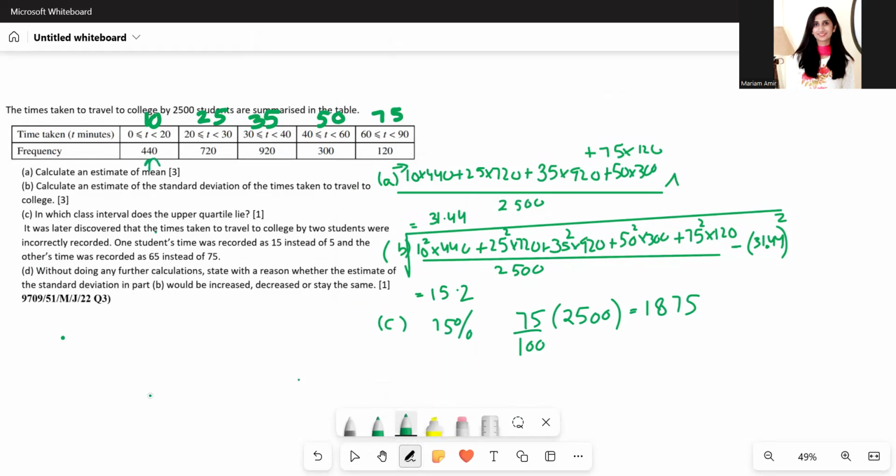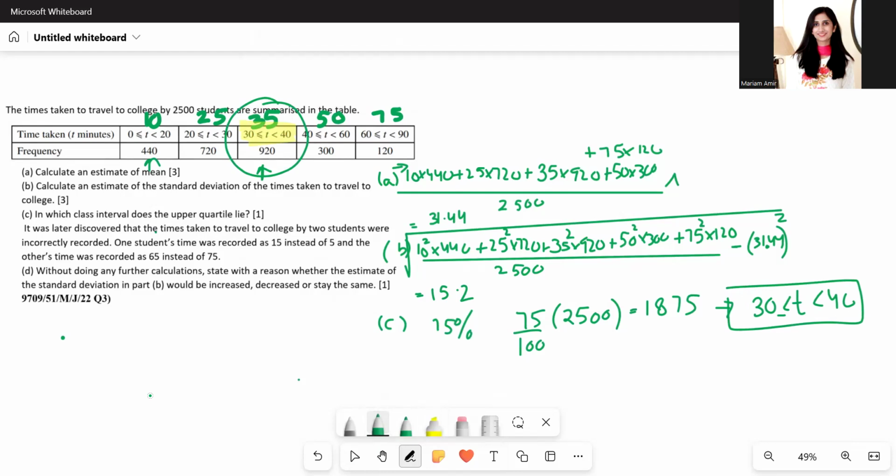So first, in the first interval, we have 440 students. Then we have 440 plus 720 students. That's 1160, still less than 1875. Then add 920 to it, and that is 2080, which is beyond 1875. That means that the 75% value lies in the interval 30 to 40. So the answer for part C is the interval 30 to 40, this interval.